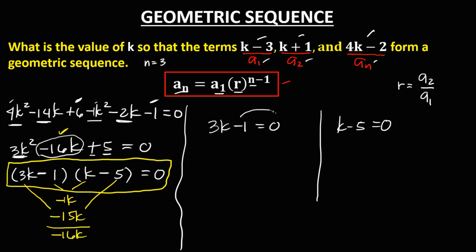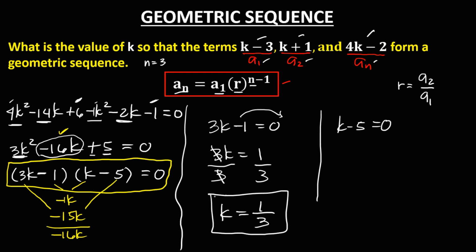Then to solve for k, transpose this negative 1, so this becomes 3k equals positive 1, then divide by 3 both sides to solve for k. So therefore k is equal to positive 1 over 3. Then the other one, we have k equals, transpose this negative 5, so k equals positive 5. So these are the possible values for k to make these terms a geometric sequence.